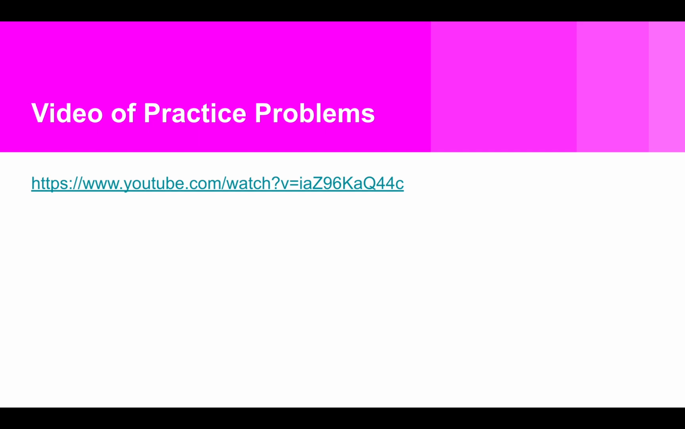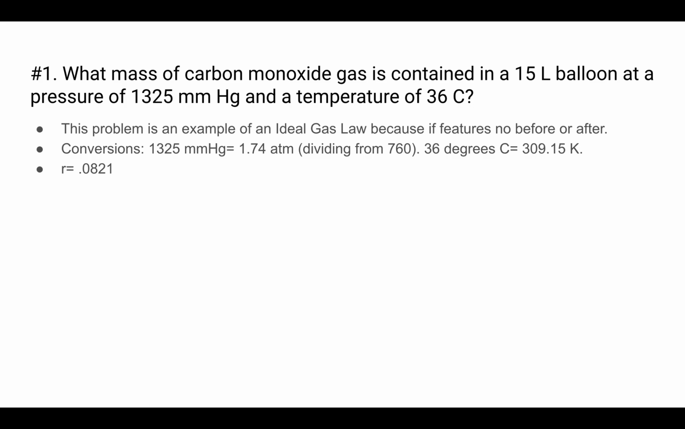And this takes us to a video of practice problems, which correlates with question number 1, which states: what mass of carbon monoxide gas is contained in a 15-liter balloon at a pressure of 1,325 millimeters of mercury and a temperature of 36 degrees Celsius? This problem is an example of the ideal gas law because it features no before and after, which is the main difference between this one and the rest of the laws.